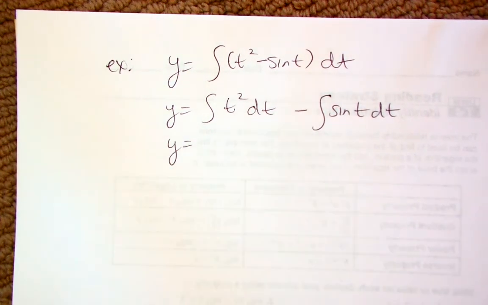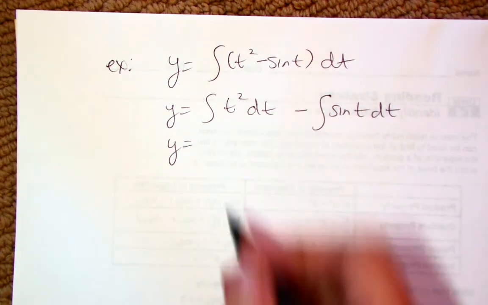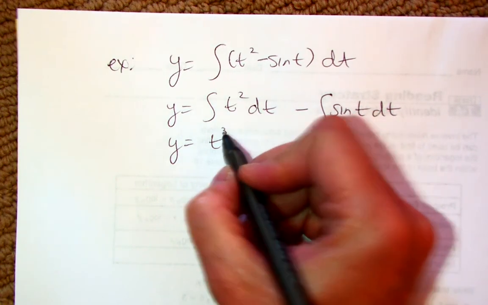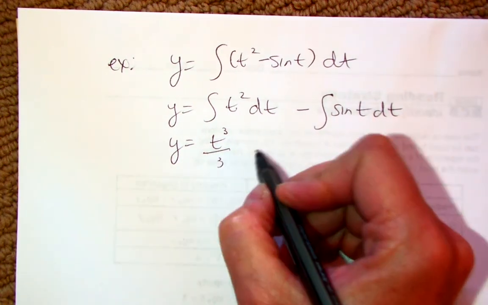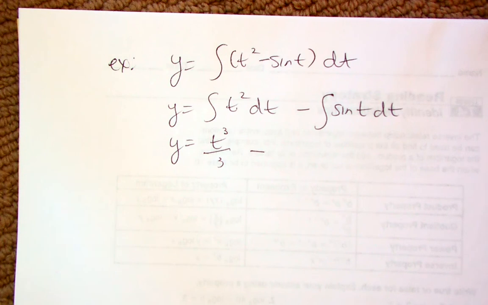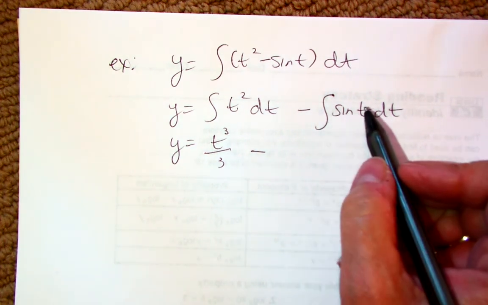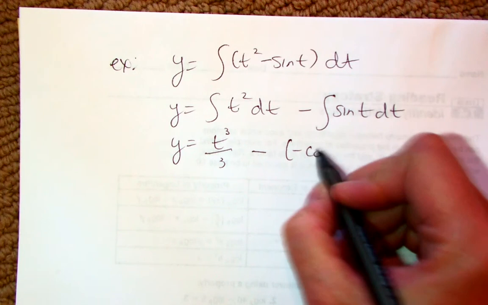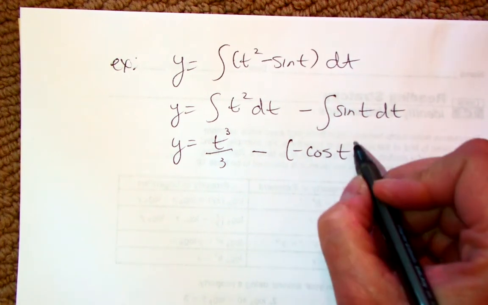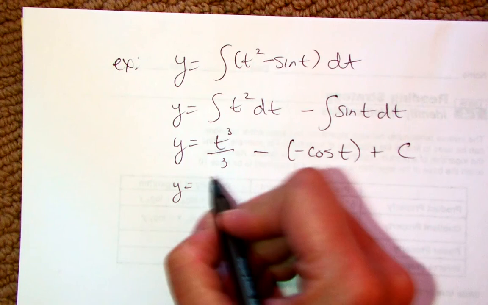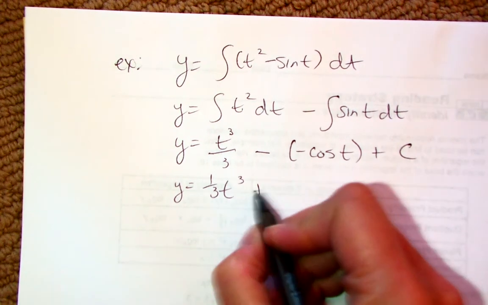I'm going to go ahead and do my indefinite integral. So I'm going to write down my t, take my exponent 2, increase it by 1, and divide by that. Minus. I'm going to go ahead and take the indefinite integral of sine, and that's going to be negative cosine of t, plus my constant of integration. Go ahead and clean this up.